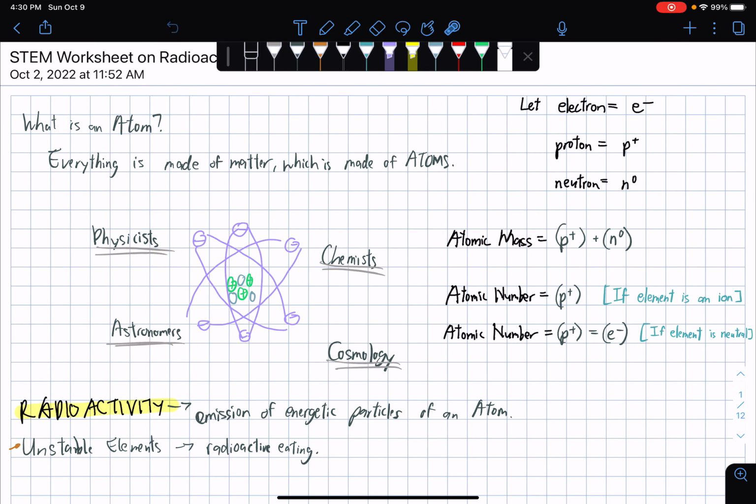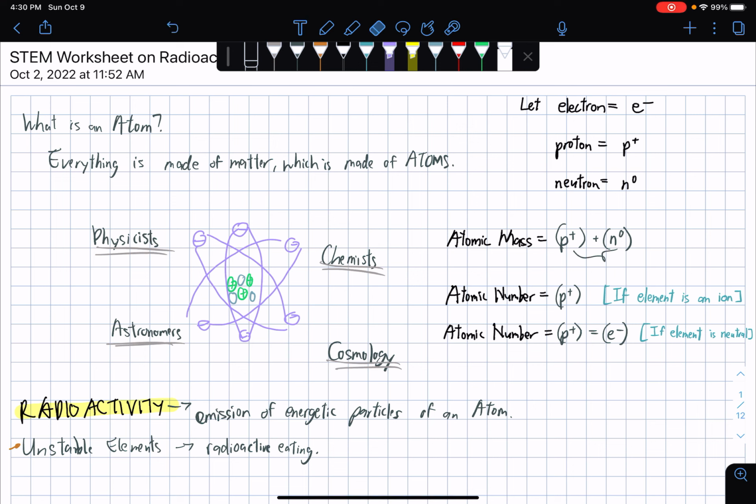We have to first ask ourselves what an atom is. It's everything. Everything is made of matter. Matter is made of atoms. This particular concept is being taught in particular fields from physicists, astronomers, chemists, and cosmologists. You do have to know that the atomic mass is equal to basically the nucleus.